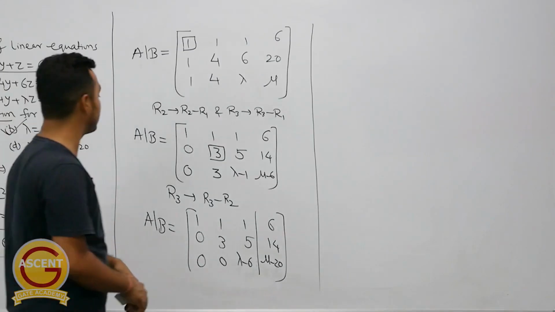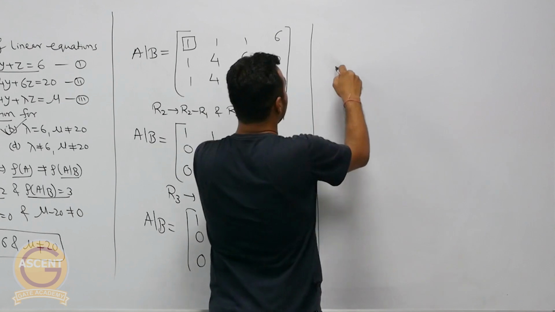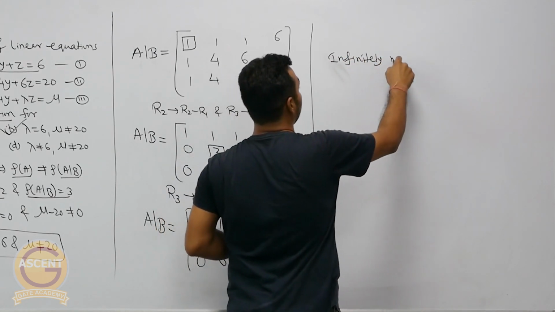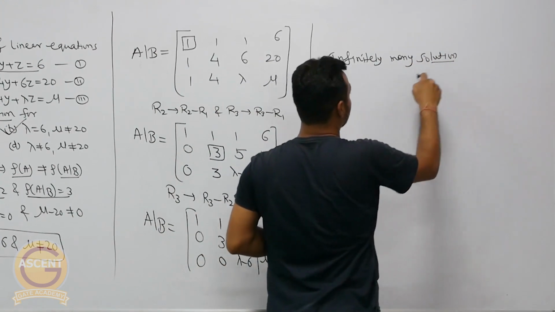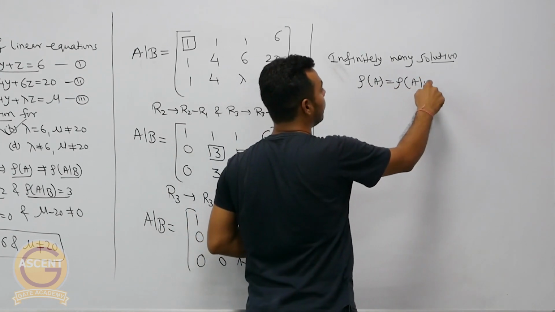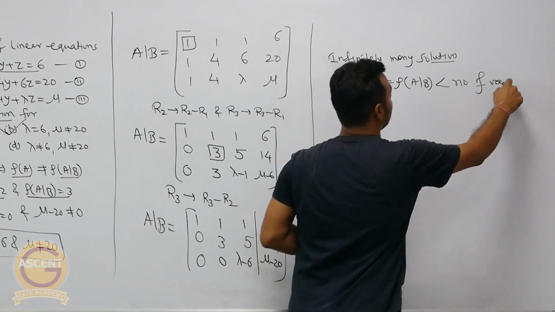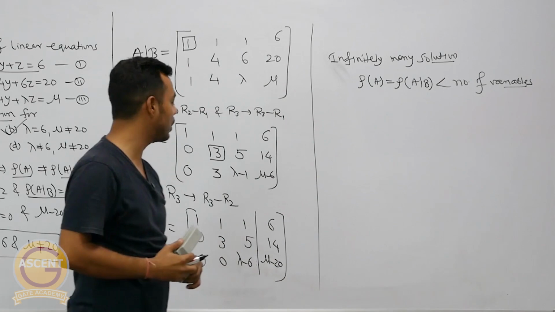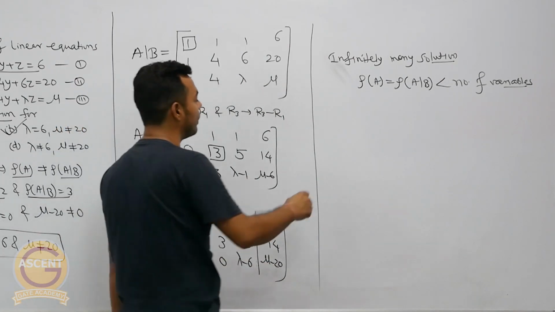But with the help of the same example, we can also talk about the condition for infinitely many solutions and unique solution. For infinitely many solutions, the condition was that rank of A is equal to rank of augmented matrix A|B and is less than the number of variables. Now here you have 3 variables, so this system of linear equations will have infinitely many solutions if rank of A and rank of A|B is equal to 2.